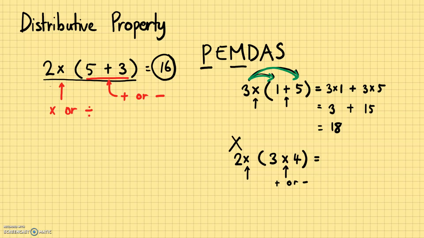But you can still solve this. You can just multiply 3 times 4. That's going to be 12. And then multiply that times 2 to get 24. But you're not using the distributive property here.